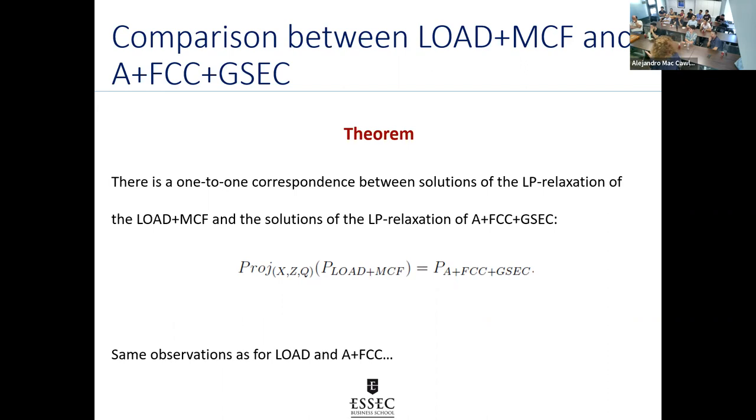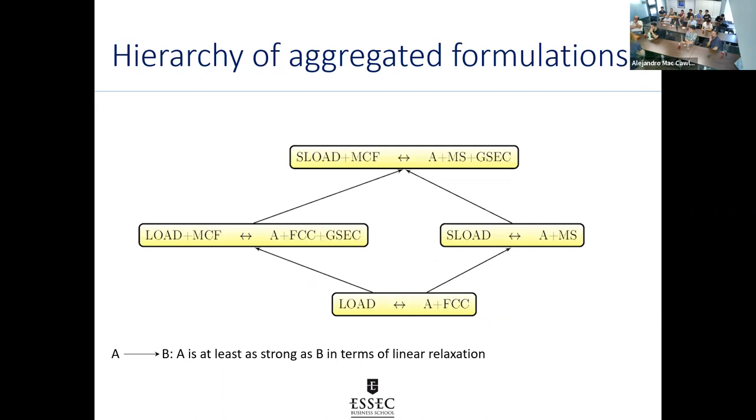Okay. So again, we have the same considerations that we did at the beginning. So overall, this is the kind of picture of the connection between the formulations, in which an arrow between a formulation and another one means that the first one is as strong as the second one. And as we see, all the formulations are equivalent to each other. If you consider just the compact counterpart, we have the load formulation, which is dominated by the load plus the connectivity constraint, so the multi-commodity flow constraint, which is dominated by the strengthened load plus the multi-commodity flow, and all of them are equivalent to the exponential formulation.